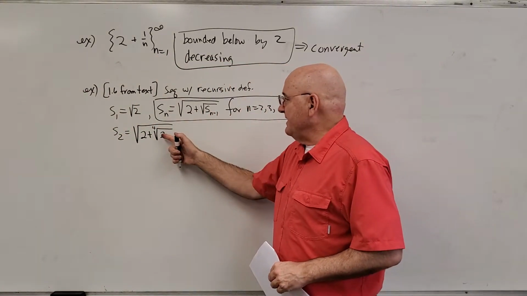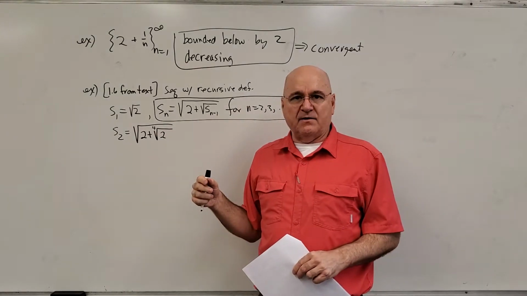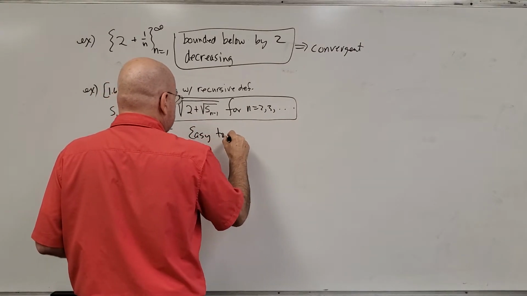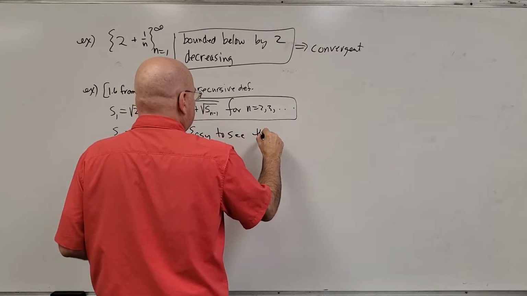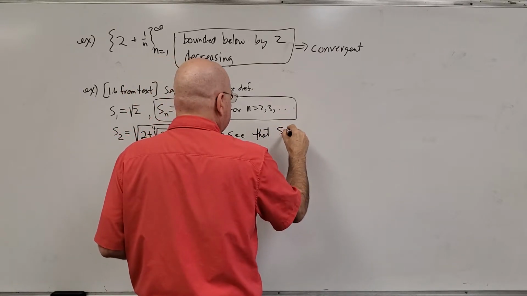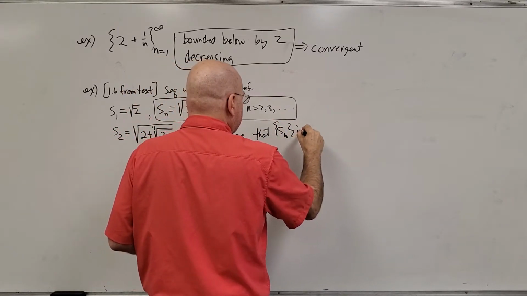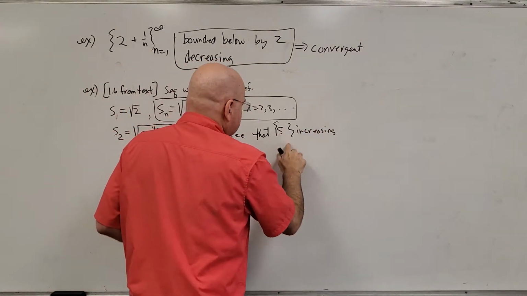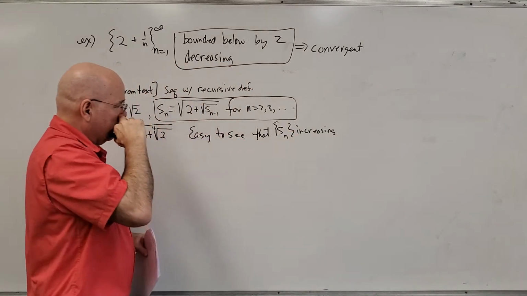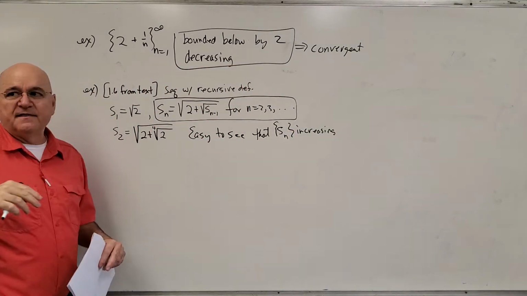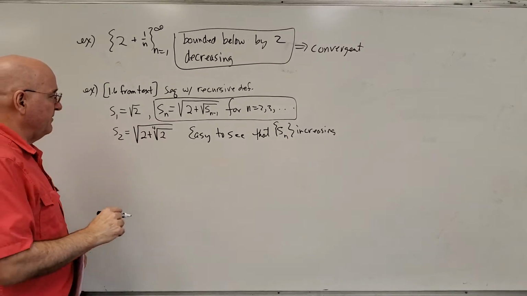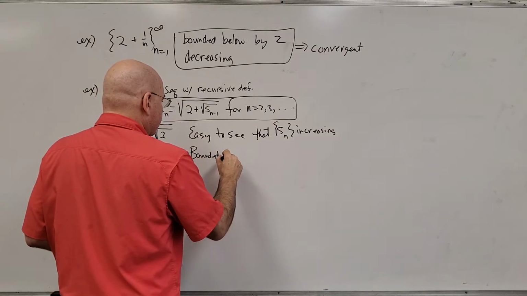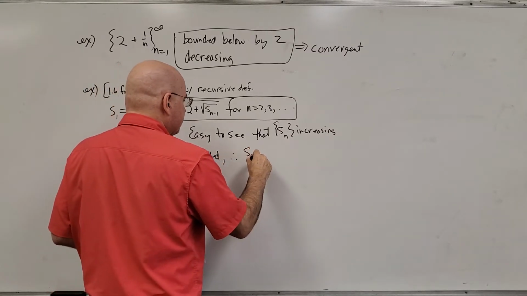You should notice that with each term we're adding more underneath the radical. So it's an increasing sequence. I'm just going to say easy to see that Sn is increasing. The rest of it, the tougher part, was finding the best upper bound, the least upper bound. I'm just going to write down that it's bounded. Therefore, Sn converges.